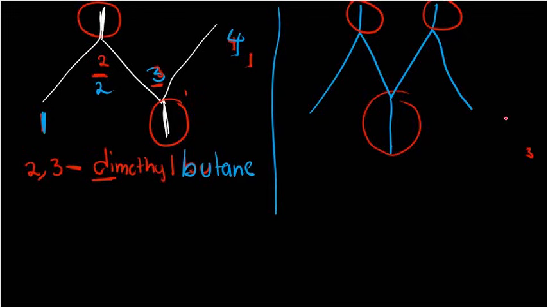So we start counting. We can start counting from this side or this side, because branch number 2 here, again branch number 2. So meaning that we have to start counting from this side. So just say 1, 2, 3, 4, 5. At 2 we have a substituent which is methyl. At 3 we have a substituent which is methyl. At 4 we have a substituent which is also methyl.